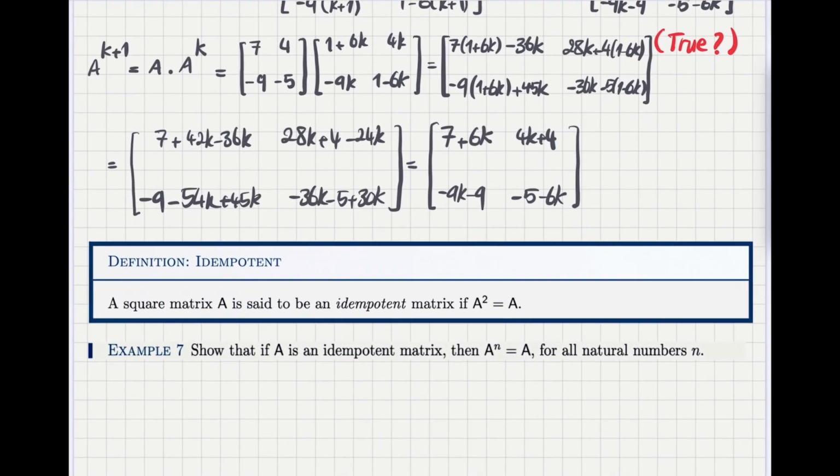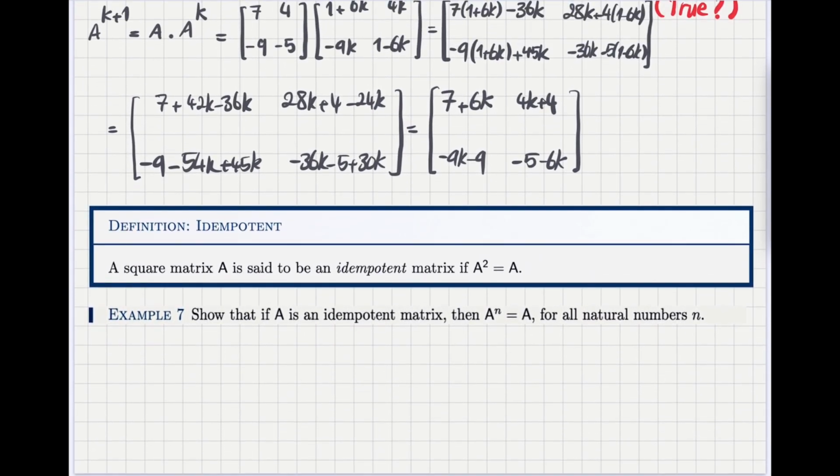Okay, so now we go to another definition, the notion of idempotent. A square matrix A is said to be an idempotent matrix if A to the 2 is equal to A itself. For example, the most famous one is the identity matrix. The identity matrix raised to power 2 is equal to itself. But of course, that's also a good exercise. Can you come up with another possibility that A squared becomes A itself?